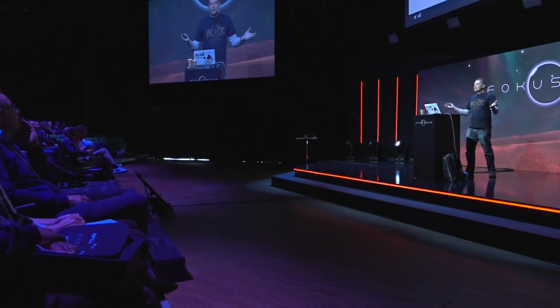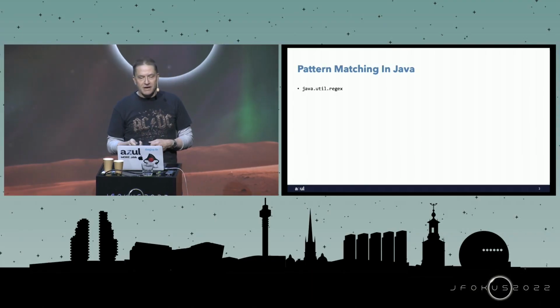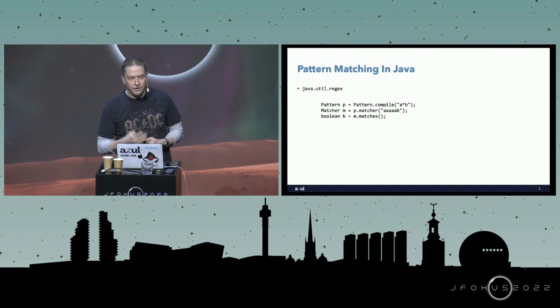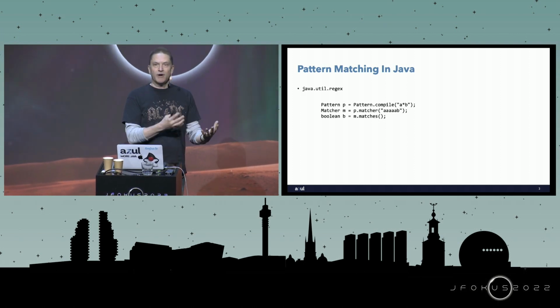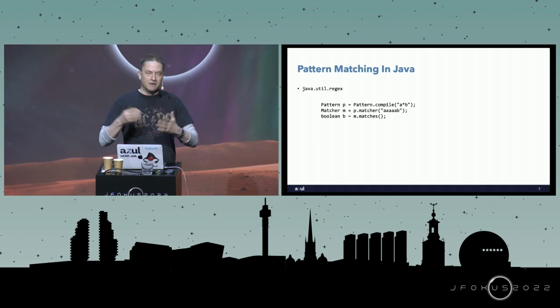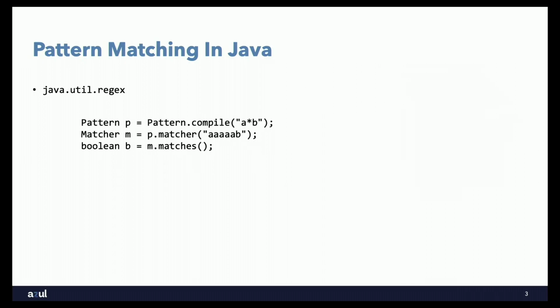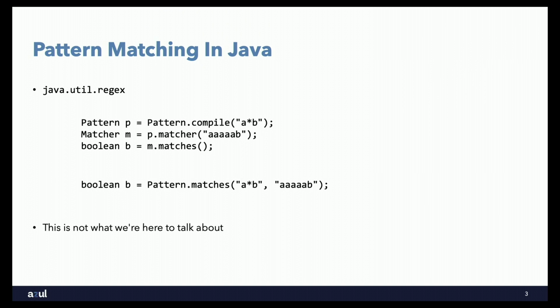So pattern matching in Java. Okay, we have this library, java.util.regex, and we can use that. We can create a pattern. We can compile that to recognize A followed by 0 or more characters followed by B. And then we can create a matcher on a particular string, and we can match against that and get a Boolean to say whether we matched it or not. Or we could do it in a single line. Wonderful. Well, we're not going to talk about that at all. That's it. Finish with that.